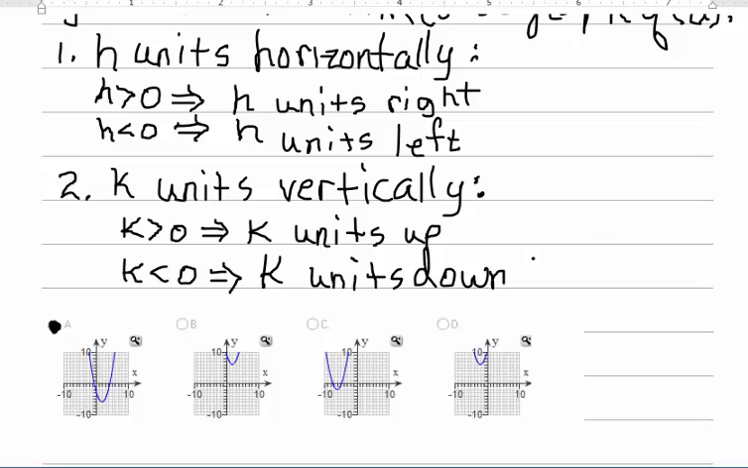Right, so that's how I take a look at this quadratic function as a shift of f of x equals x squared.